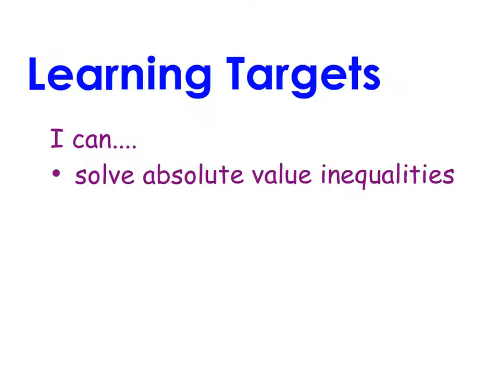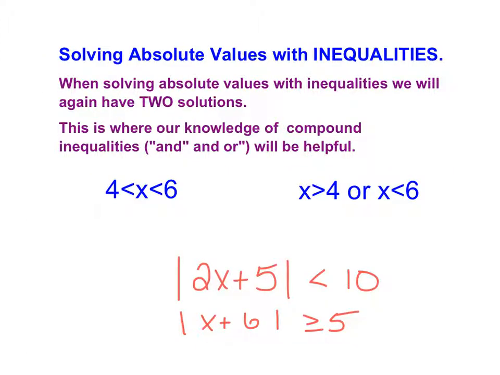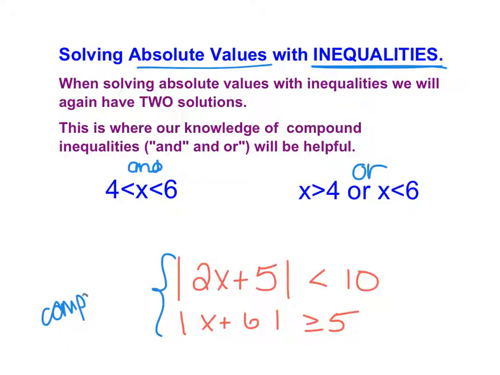In this video, we are going to solve absolute value inequalities. When solving inequalities that contain absolute values, we are going to have one of two situations. We are either going to have an AND situation, or we are going to have an OR situation. When you have inequalities that contain absolute values, their result is ultimately going to be a compound inequality.